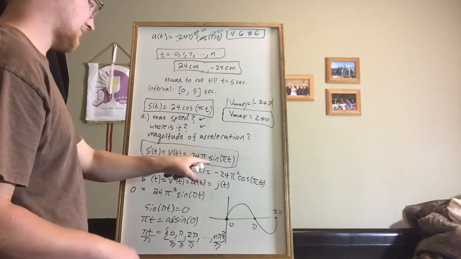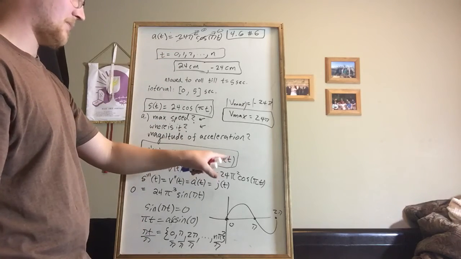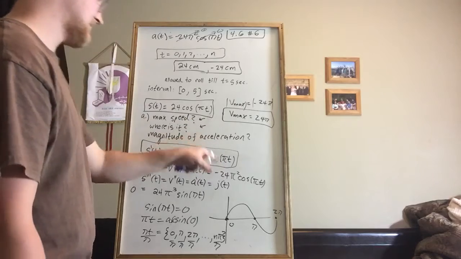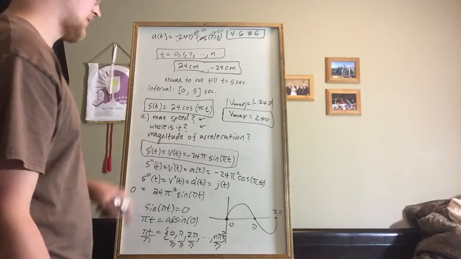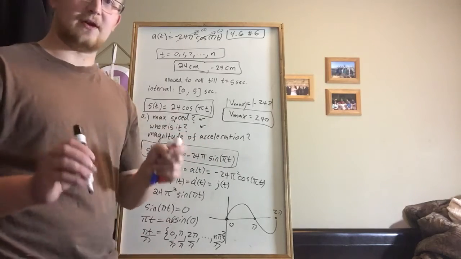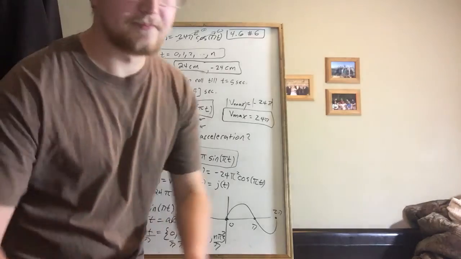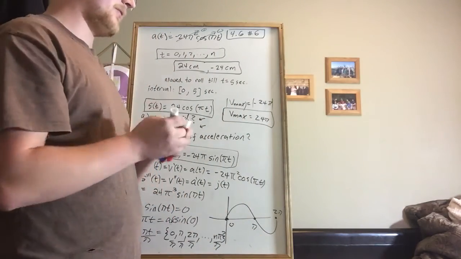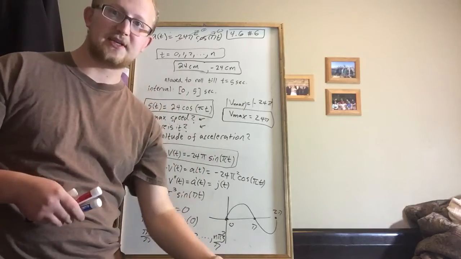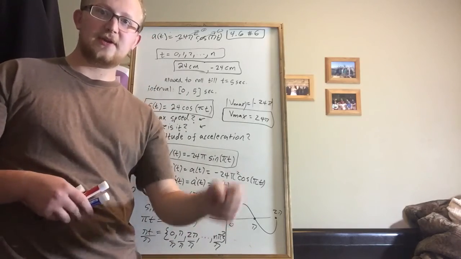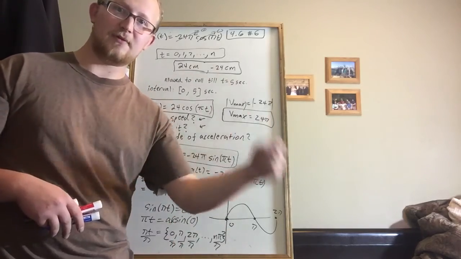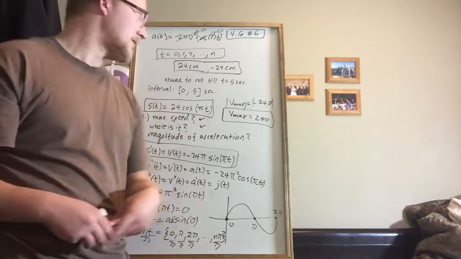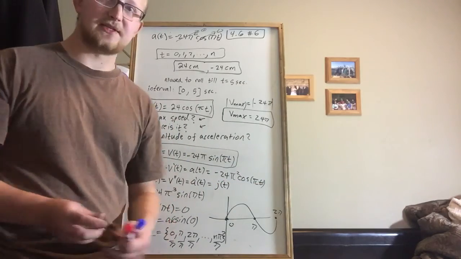So let's plug in 0, because 0 is easy. Sine of pi times 0 is sine of 0. Sine of 0 is 0, and so our velocity is 0 when our acceleration is at a maximum. Which is also interesting. It's kind of the opposite of what we talked about, where when velocity is a maximum, acceleration is 0. Also, when acceleration is at a maximum, velocity is 0. So those are some interesting things about spring systems.